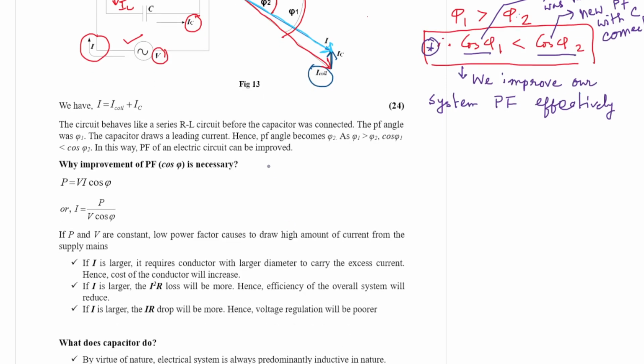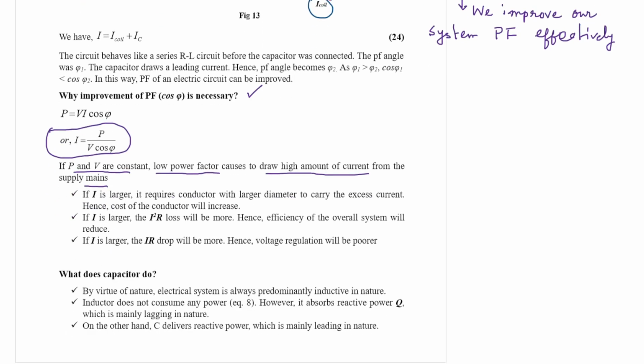Let us quickly recap why improvement of power factor is necessary. We have already discussed this. If P and V are constants, then low power factor causes us to draw a high amount of current from the supply mains. So what will happen? If I is larger, then it requires a conductor with larger diameter to carry the excess current. Hence, the cost of the conductor will increase.